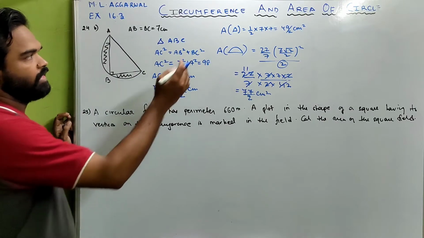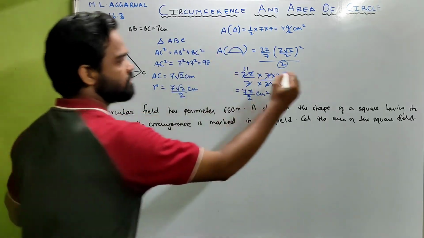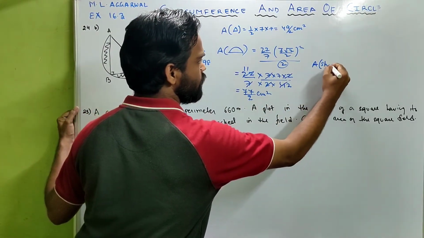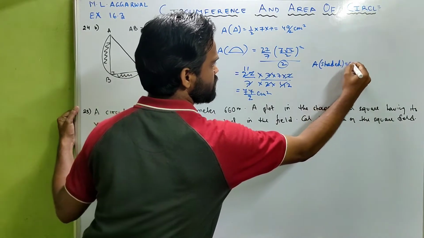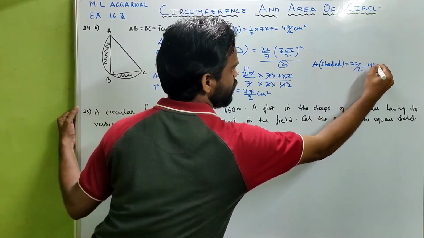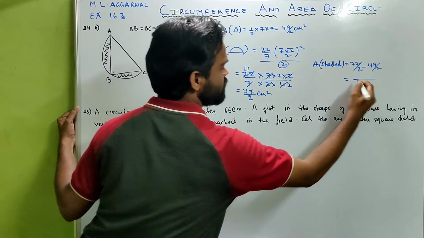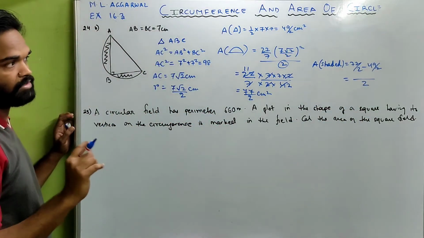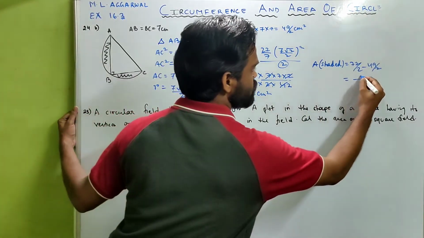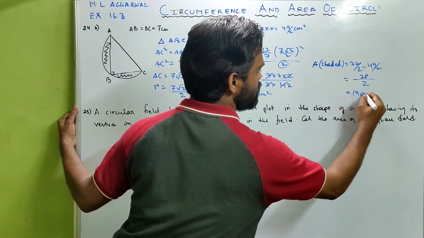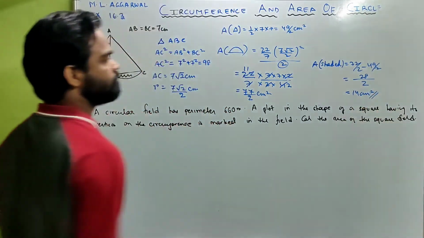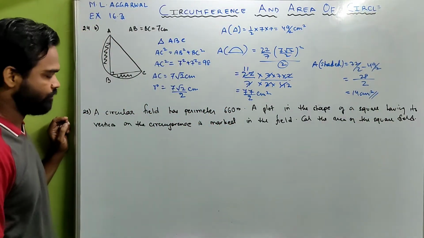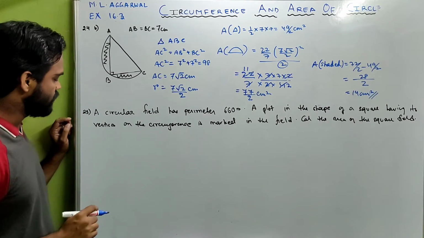So area of the shaded will be this minus this. So area of shaded region will be 77 by 2 minus 49 by 2, to take an LCM. 77 minus 49, that's 28. So that's 14 centimeter square. Done. Clear? Now let us look at 25.